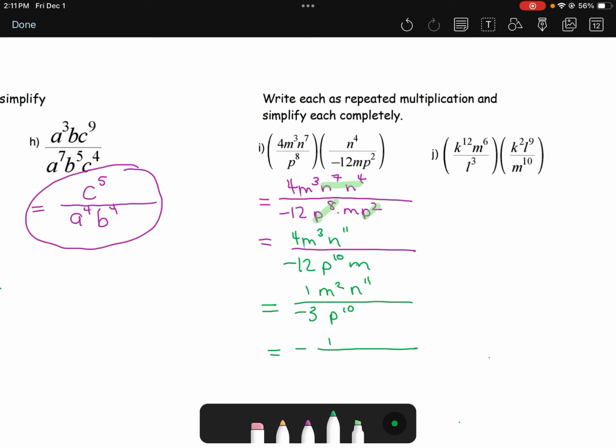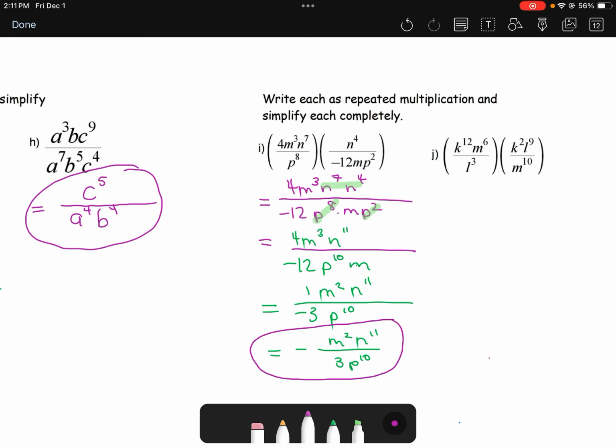And then again, I'm just going to rewrite this. So that's m squared over n to the 11th over 3p to the 10th. Let me just bring the negative out. And this right here is my answer.